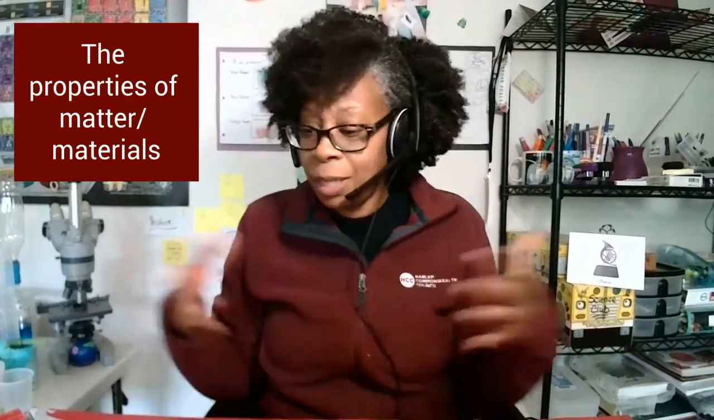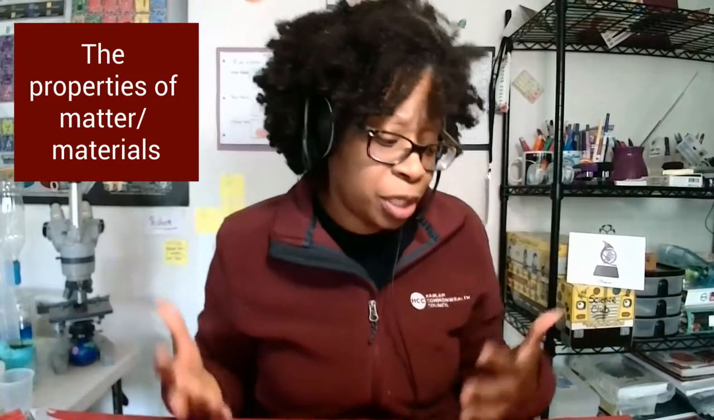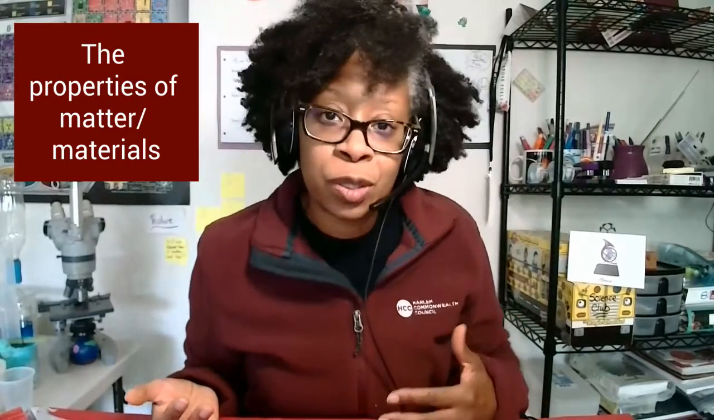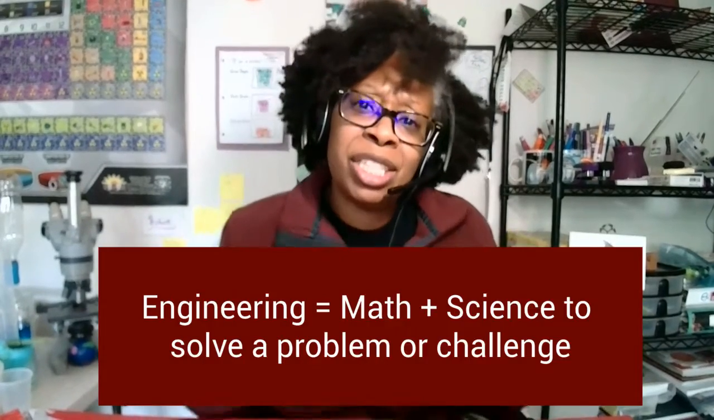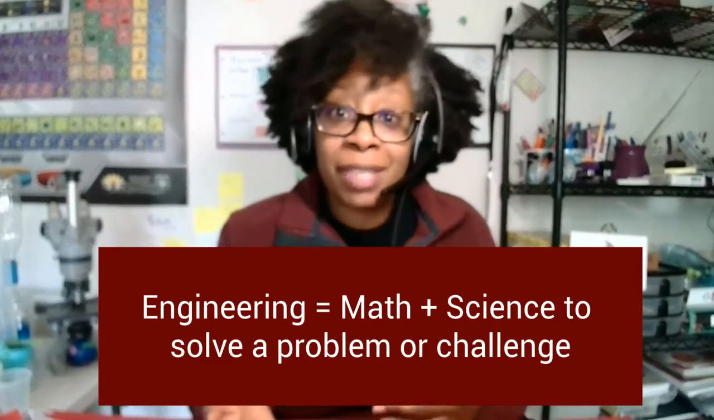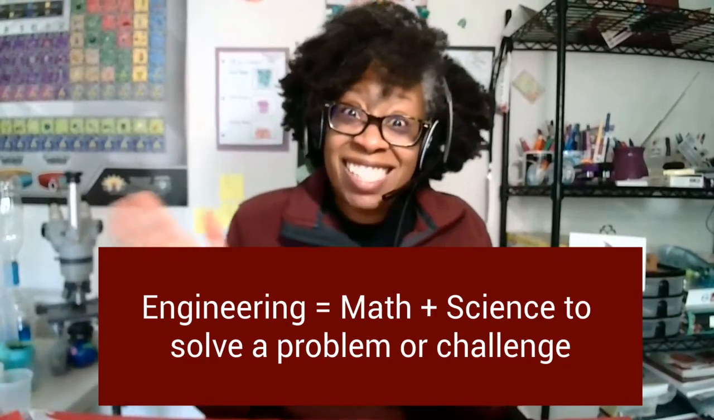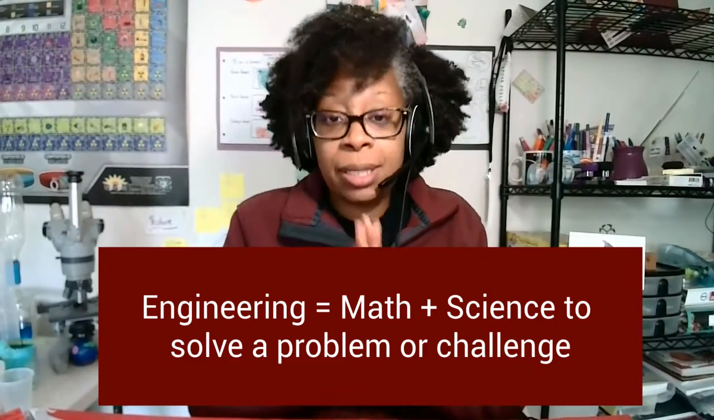Also, science is the study of the natural world. So, learning about properties of materials, thinking about what kind of materials I want to use to make my characters. That is being a scientist, believe it or not. Also, being an engineer, right? Engineering is the kind of science that uses math and science knowledge together to then solve a problem or respond to a challenge. And remember, I gave you a challenge.